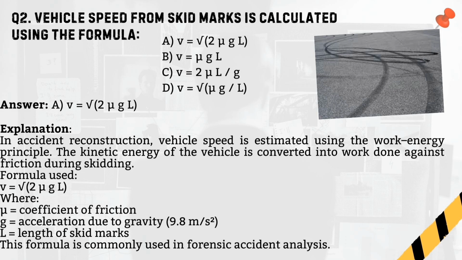Second, formula used to determine the vehicle speeds from the skid marks. The correct answer is A. Now this formula is derived from the work energy theorem, where initial kinetic energy equals work done by friction. Knowing friction coefficient and skid length allows accurate speed reconstruction.